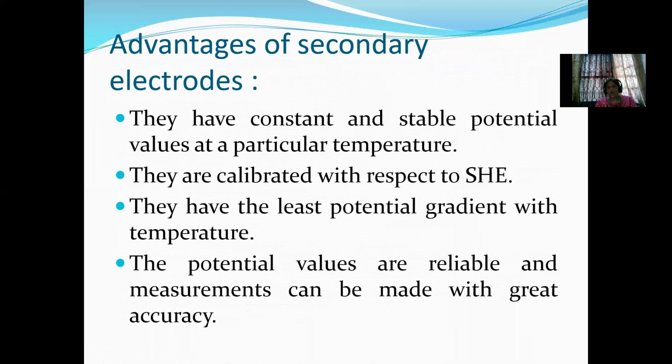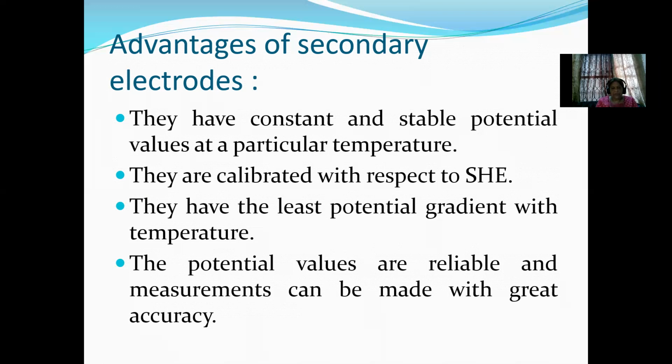Therefore, we have to seek alternate arrangements, and this is how the secondary electrodes were discovered. And what are the secondary electrodes? Secondary reference electrodes do not have their standard electrode potential as 0. The value is not 0, but the value is constant. So secondary electrodes have constant and stable electrode potential values at a particular temperature. They are calibrated with respect to the standard hydrogen electrode, and they have the least potential gradient with temperature.